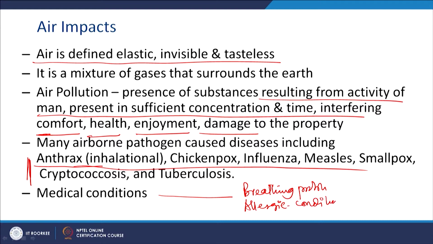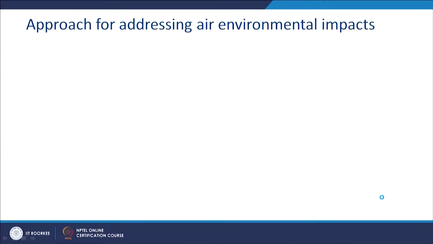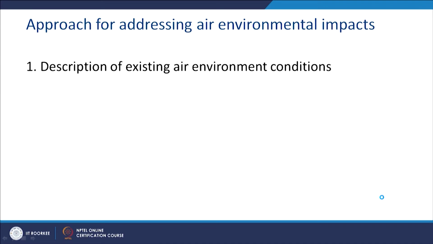These are very much common in urban areas, and also there are various other kinds of pathogen-based conditions. Now, this is not isolated and irregular, this is a recurrent problem in all our cities. So, here the approach for addressing air and environmental impacts will be, first, you have to describe the existing air environment condition. Now, do we have a baseline study of our city, what kind of air pollution is there, what kind of air quality is there.